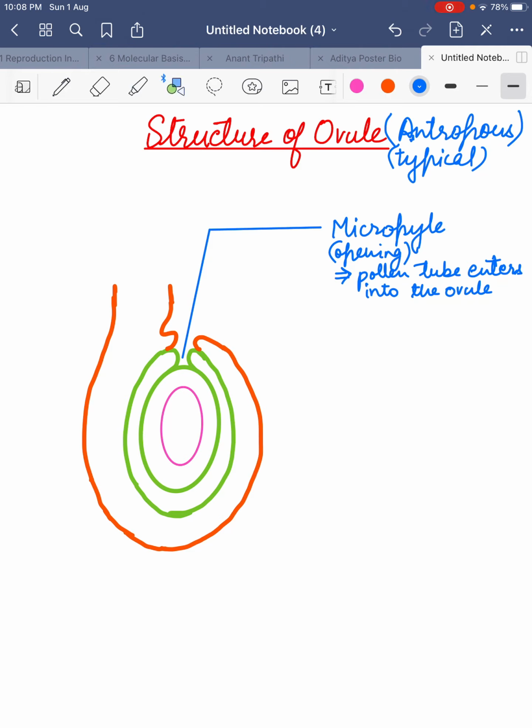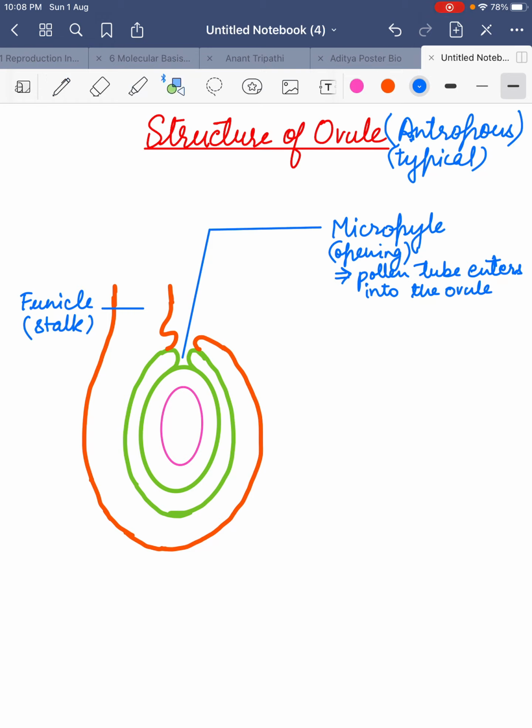Next comes the funicle. Now, what is funicle? Funicle is a stalk by which ovule is attached to placenta.